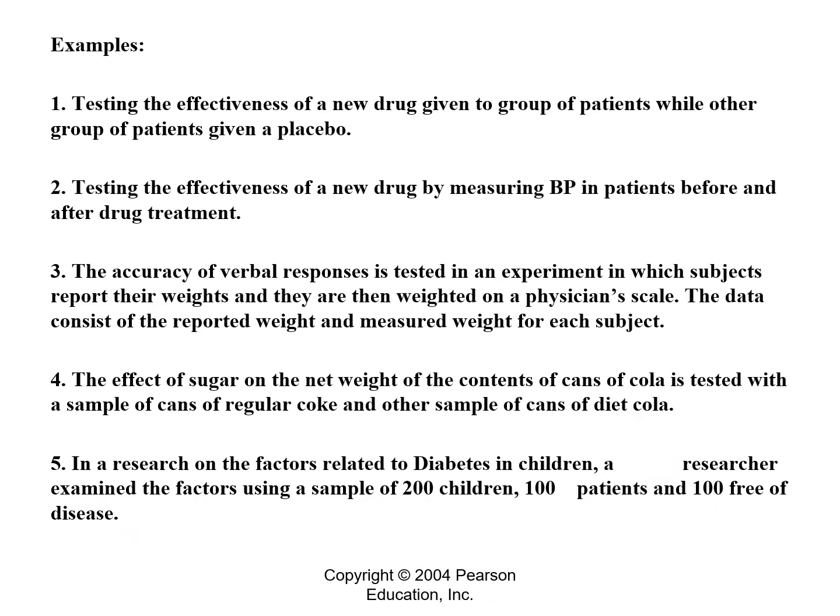Here we have examples of the difference between independent and dependent samples. See the first one: testing the effectiveness of a new drug given to a group of patients, while another group of patients is given a placebo. So we have two groups: group 1 patients are given the new drug, and group 2 patients are given a placebo. We have totally different groups, so here we have independent samples.